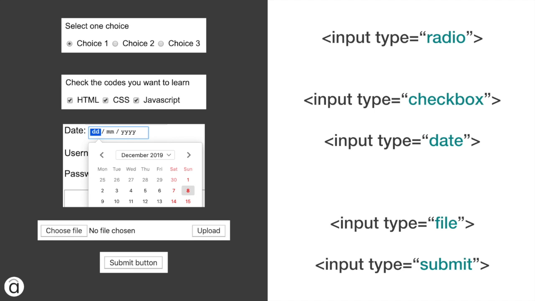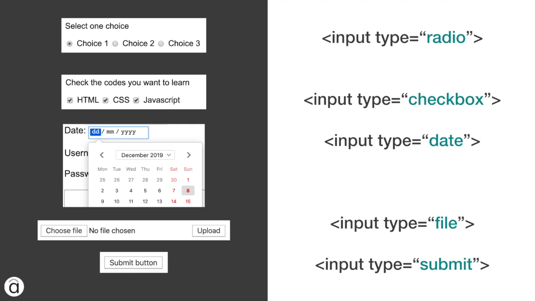The third on the list is input type equals date. And this is quite cool, where we don't have to create a calendar or anything, because the user just clicks on the date input and a little calendar appears and they can choose the date from there.